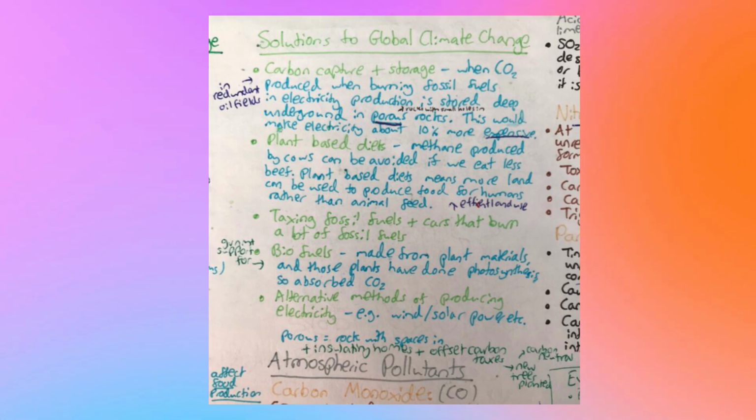We can also look at taxing fossil fuels and cars that burn lots of fossil fuels, and government support for biofuels. So biofuels are made from plant materials, and these plants have already done photosynthesis, so they've already absorbed their CO2. We could look at alternative methods of producing electricity, so renewables, wind and solar power, etc. Incentives for home insulation to decrease the combustion of fossil fuels and our use of fossil fuels for heating. But also carbon offset taxes, planting trees at the same rate as we burn them, so making companies carbon neutral.